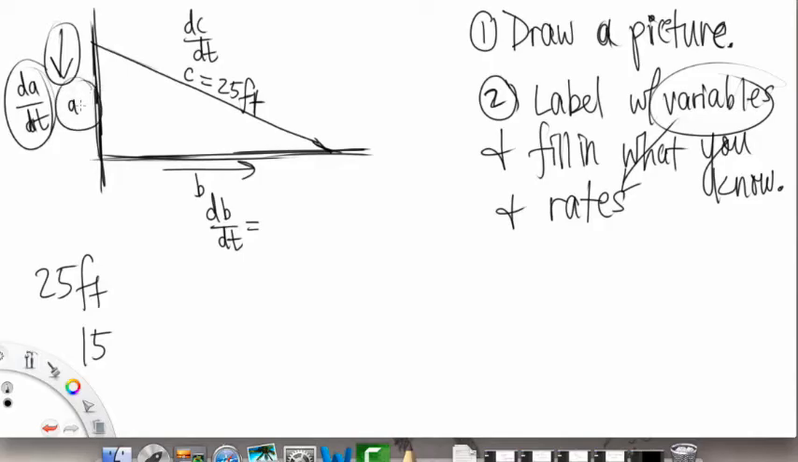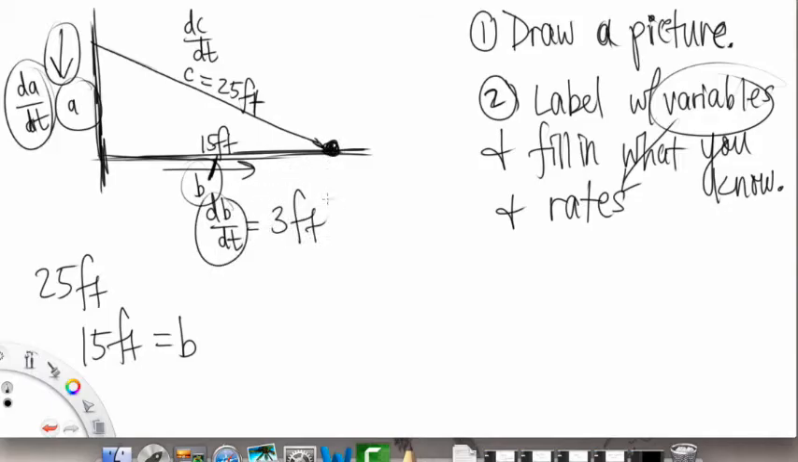We don't know A. Do we know B? Yes, we do know B, because we're trying to find the rate dA/dt when the bottom here is 15 feet away, 15 feet away from the wall. So 15 feet is equal to our B. That's what we're given at the very end of our problem. What else were we given? That the rate of the base sliding away is 3 feet per second. So we can label that in our picture.